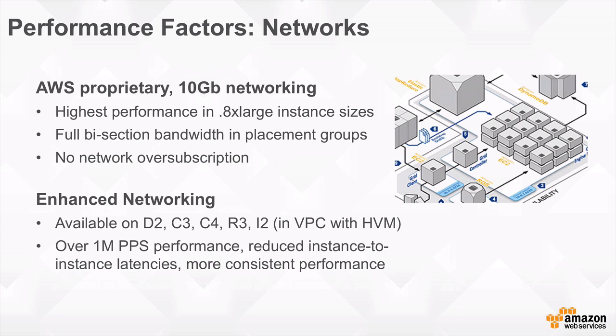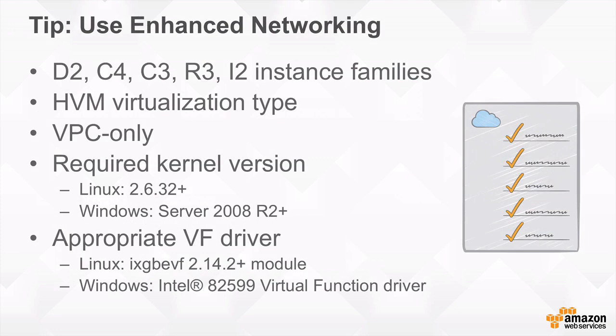And we offer an additional software feature called Enhanced Networking, which is available on the instance families that you can see there. Basically, the newer instance families, D2, C3, C4, R3, and I2, provide this. You have to be in a VPC and you have to be running an AMI that has HVM support. And this Enhanced Networking will offer up to 1 million packets per second throughput, as well as reduced instance-to-instance latency and more consistent performance. So it's pretty obvious that if you're running a workload that has demanding network requirements, you want to be making use of Enhanced Networking.